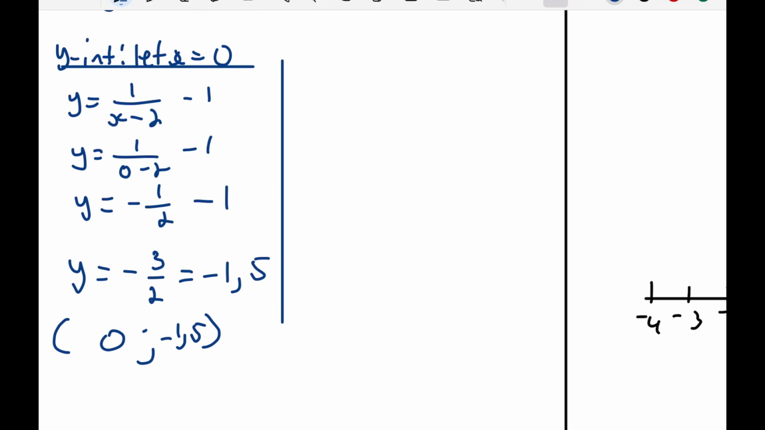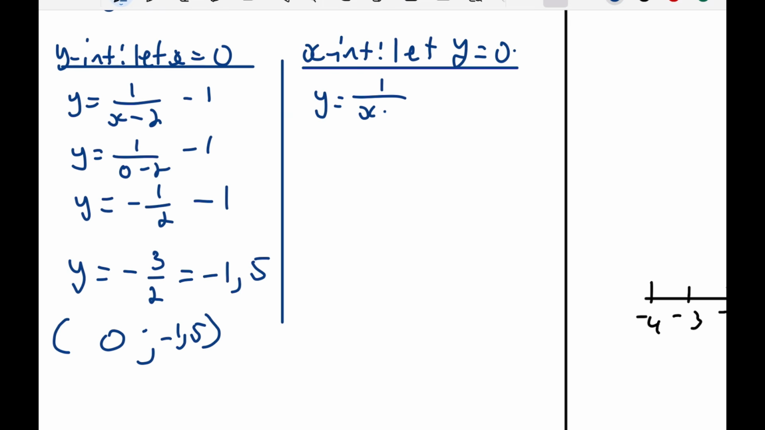On the other hand, in order to find our x-intercept, we're going to let y be 0. We know that y is always equal to 1 over x minus 2 minus 1, and in place of y we can put 0.